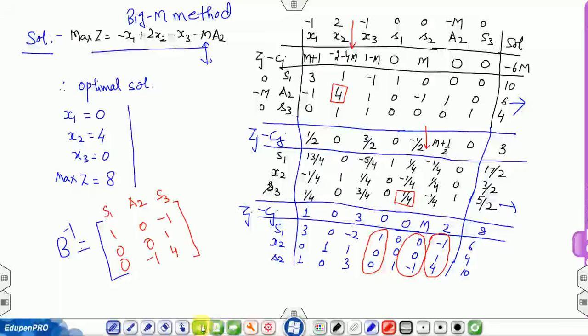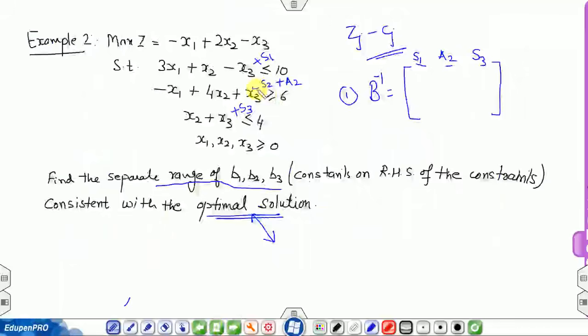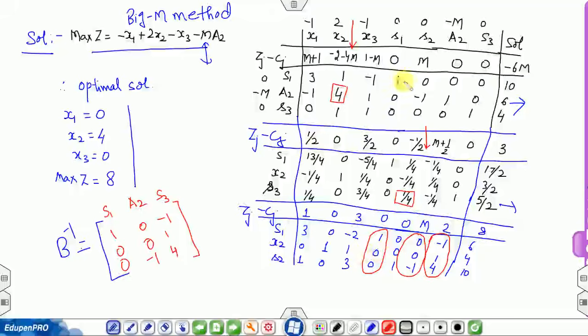So don't panic that the table is so complex. You can easily solve it quickly. Look at that very carefully. Minus S2 plus A2. The only difference is the negative sign of S2 and A2. And look at that, each value here is 0, 1, 0. So multiplying with the negative sign, the value is 0, 1, 0. 1 by 4, minus 1 by 4, plus 1 by 4. The negative of it is minus 1 by 4, plus 1 by 4, minus 1 by 4 and so on. So that is not a big deal. So this is the B inverse.